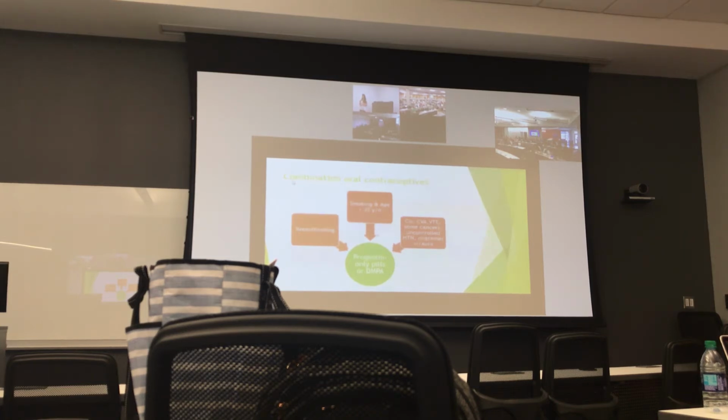And then similarly, these products should be avoided if patients are greater than the age of 35 and also smoke, because you have an increased risk of MI and stroke, and then with our contraindications, similar risk. And then uncontrolled hypertension falls under this because combination products can increase blood pressure as well.